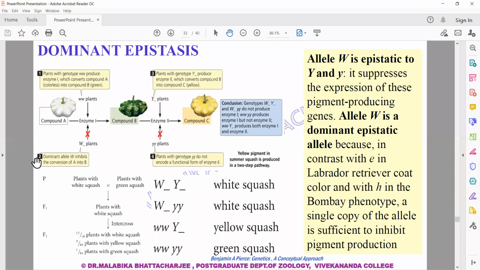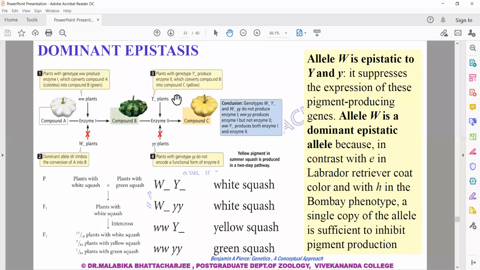in case of the W allele, what are the functions? Let us look at this pathway. Let's know the pathway first, then I'll go to this cross. These are squash fruits, okay. Squash is a vegetable, not a fruit. Anyway, these are squash, and the W allele encodes an enzyme or helps in the synthesis of an enzyme.